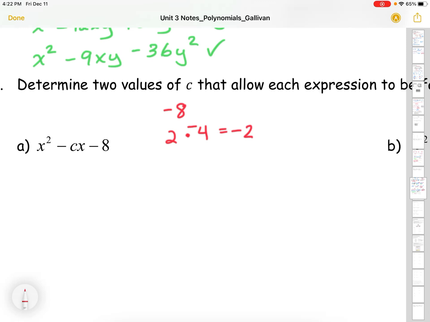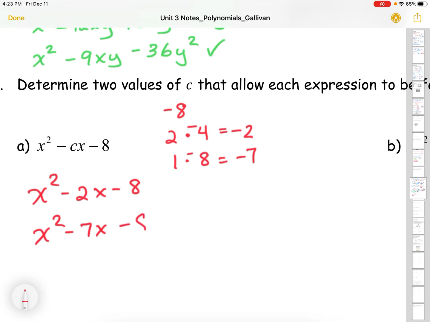7 and 2. I get, okay. So it could be x squared minus 2x minus 8. That's a possibility because I can get -2, right? Or I could have 1 and 8 and have it like so, and it would be -7. So it'd be x squared minus 7x minus 8. So that's two possibilities for C. C could either be 2 or 7.